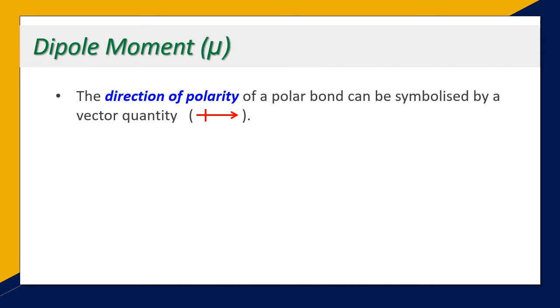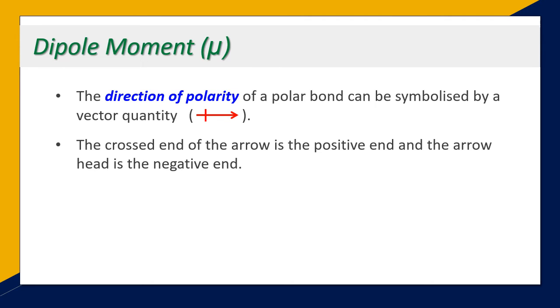The direction of polarity of a polar bond can be symbolized by a vector quantity. The cross end of the arrow is the positive end, and the arrowhead is the negative end. For example, in the hydrogen chloride molecule, the chlorine atom is more electronegative than the hydrogen atom. Therefore, the vector quantity is shown from hydrogen to the chlorine atom.